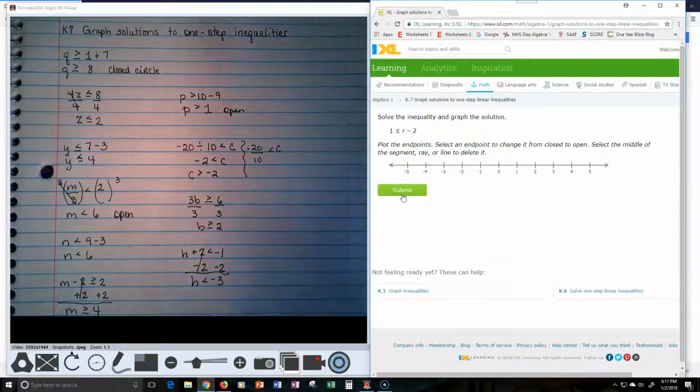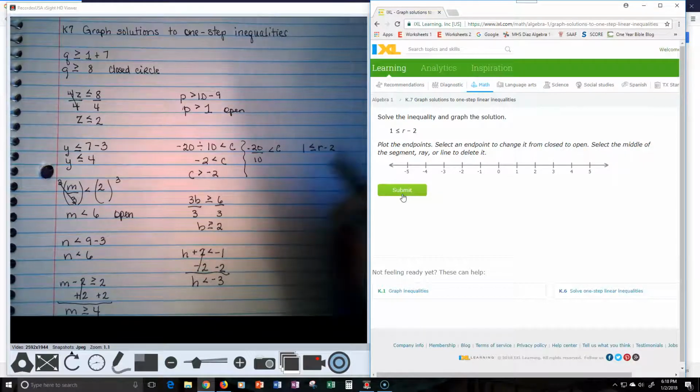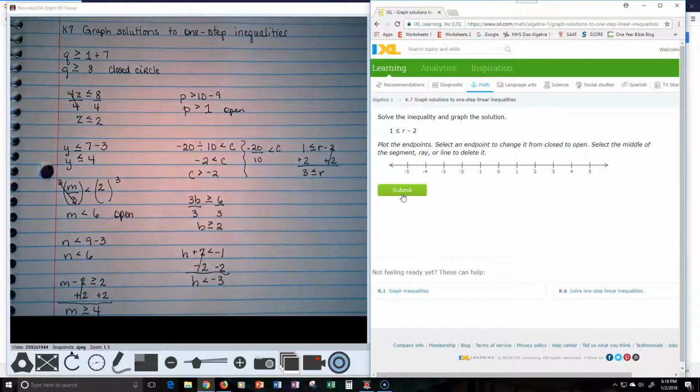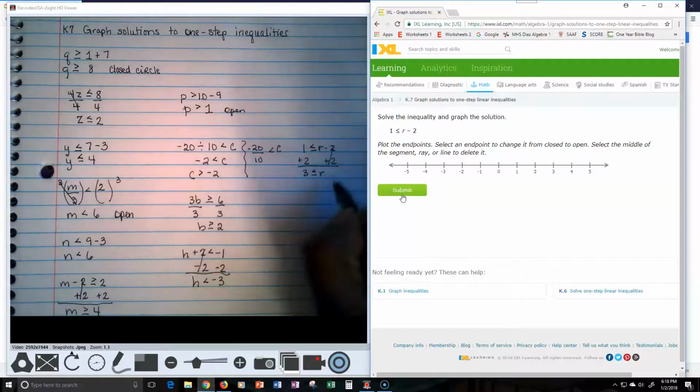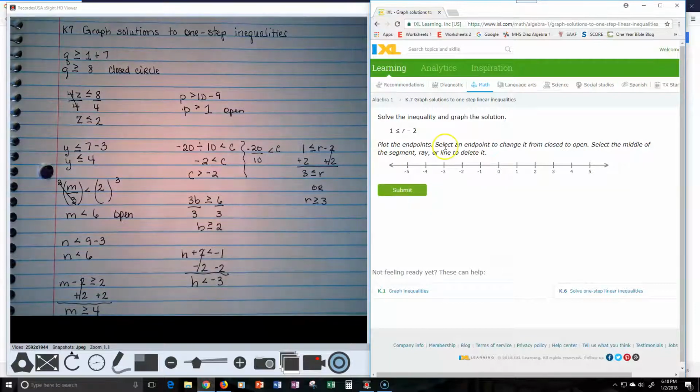All right, I think we can do a few more. So this time we've got 1 is less than or equal to r minus 2. We are simply going to isolate r, so we're going to add 2 to both sides of the inequality. And I've got 1 plus 2 is 3, which is less than or equal to r. So remember, if you need to flip it, r is greater than or equal to 3. So we've got 3, the circle is closed, and 3 is included along with everything above it.